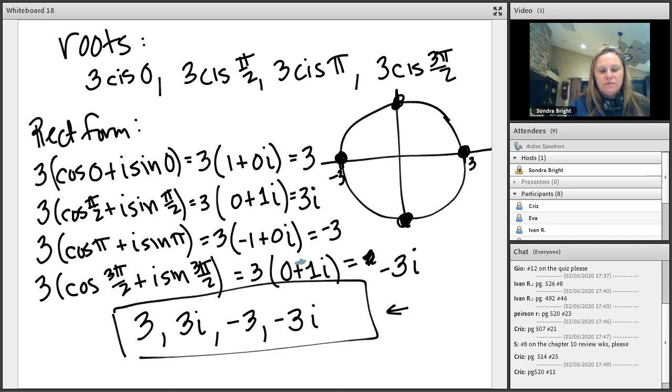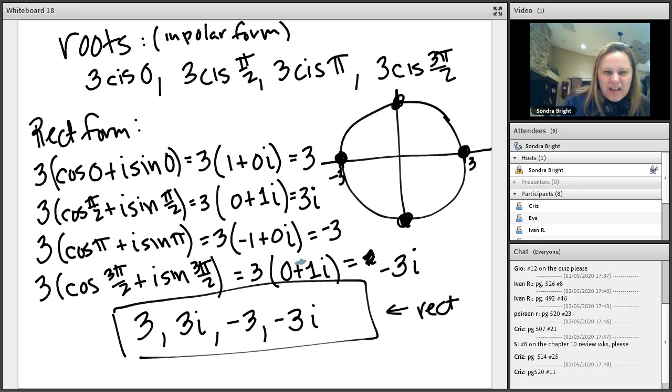So that's rectangular. And these were in polar form, just in case, because I don't remember which way we ask. I know some questions we ask you for polar form, and some of them we ask you for rectangular form. On this graph, this point was 3, this point is 3i, this point is negative 3, and this point right here is negative 3i. Just so you know, remember that the y-axis is your imaginary axis, and the x-axis or the horizontal axis is your real axis. So that's where those points coincide.